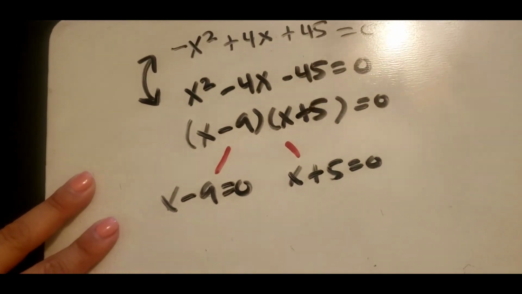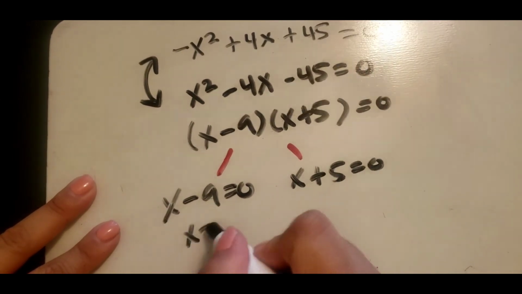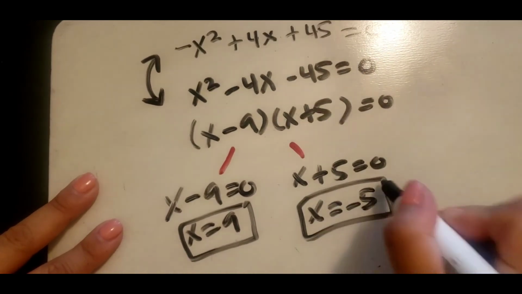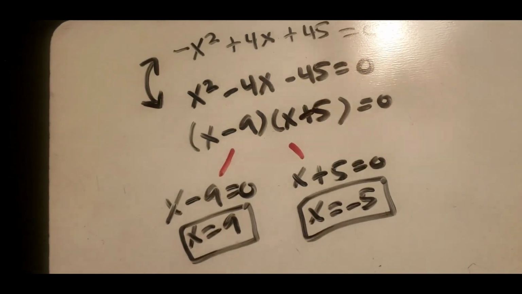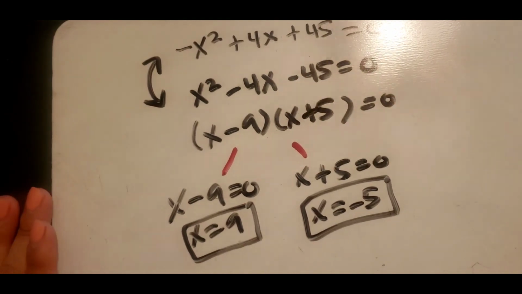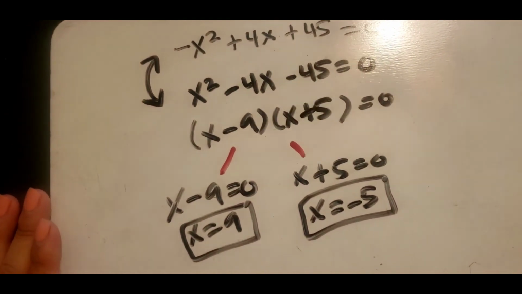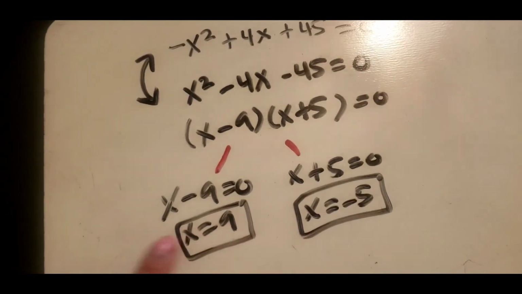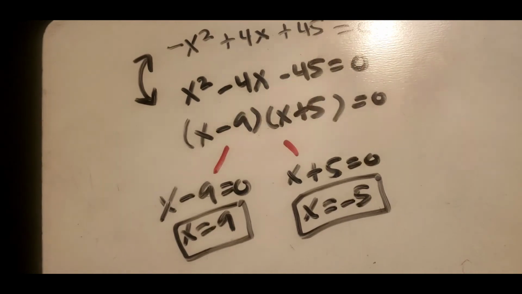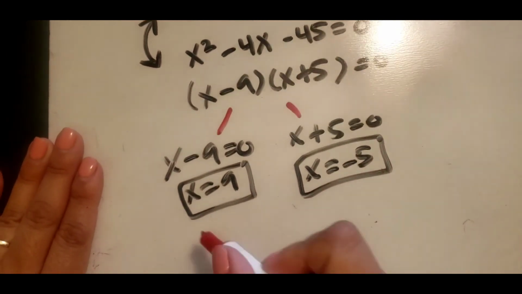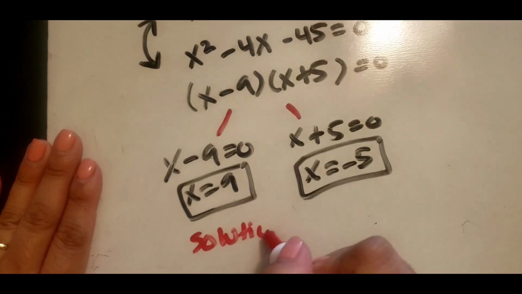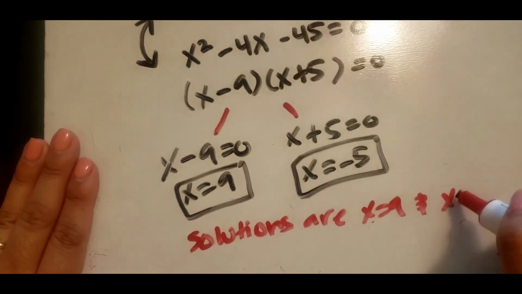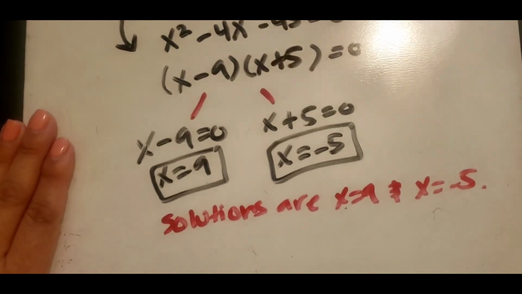If I solve for each one, I should end up with x equals 9 and x equals negative 5. So we end up with two solutions. If you recall earlier, our excluded values were negative 3 and negative 6, and neither of these is an excluded value. So what that means is both of these are solutions. So the solutions are x equals 9 and x equals negative 5. These are both solutions.